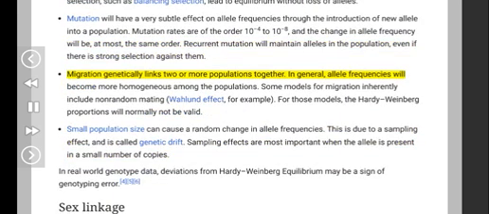Migration genetically links two or more populations together. In general, allele frequencies will become more homogeneous among the populations.